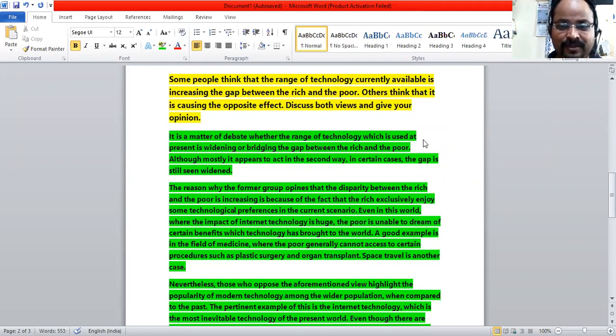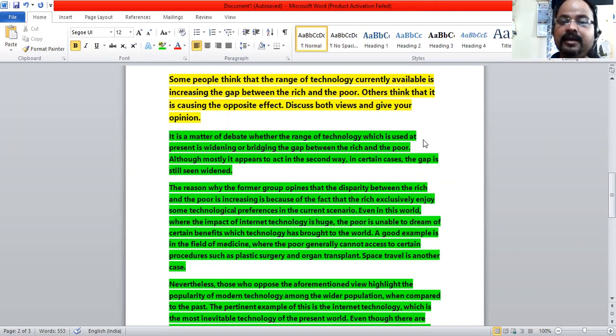Today we are going to discuss a discussion question. In this discussion question, two opposite arguments are there. The first argument is that the range of technology which we use at present is increasing the gap between the rich and the poor. The second argument is that it is causing the opposite effect. That means it bridges the gap between the rich and the poor. So discuss both views and give your opinion.